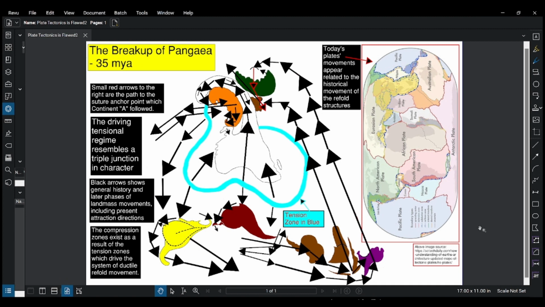Okay, so what we have here is the breakup of Pangea in the figure that is drawn about 35 million years ago as the representation here. The reason for that is it's very similar to today, except that I wanted to show that the latest great movements of land were about 35 million years ago. And what these arrows show is basically the history of movements. Okay? So when you look at this, you can see like a rhyme and reason here.